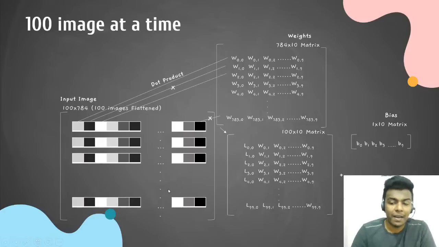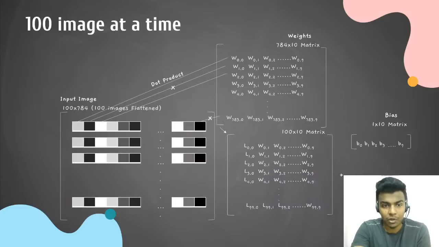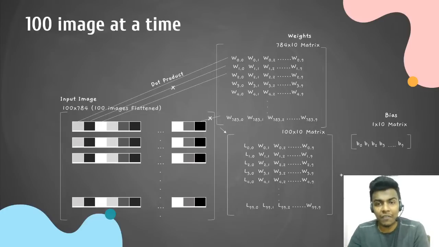So what is the formula, guys? L is equal to x dot w plus b, right? x is obtained now, for the 100 images. But now we need w. w is also a numerical value, like weights. Here we take w00, w01, up to w09. So this is 784 cross 10.